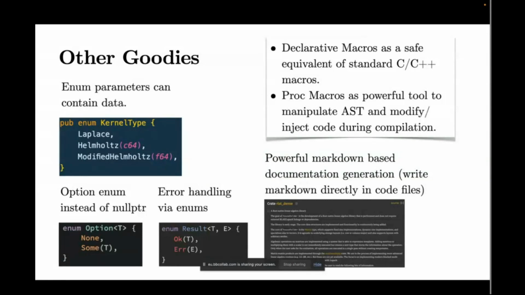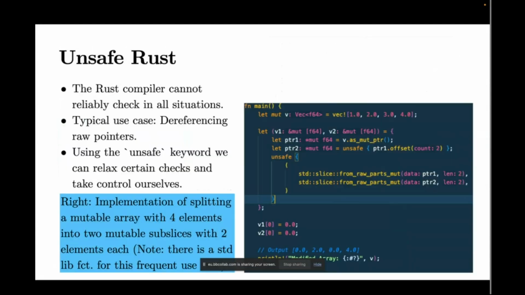Other nice things, which are beautiful, also handled through Cargo: documentation generation. You write your documentation of the code directly inside the code file using Markdown. Rust uses Markdown to write documentation, and you can write long Markdown, actually including LaTeX formulas, whatever you like, inside the documentation, and then Cargo can handle this. It's really, really nice.